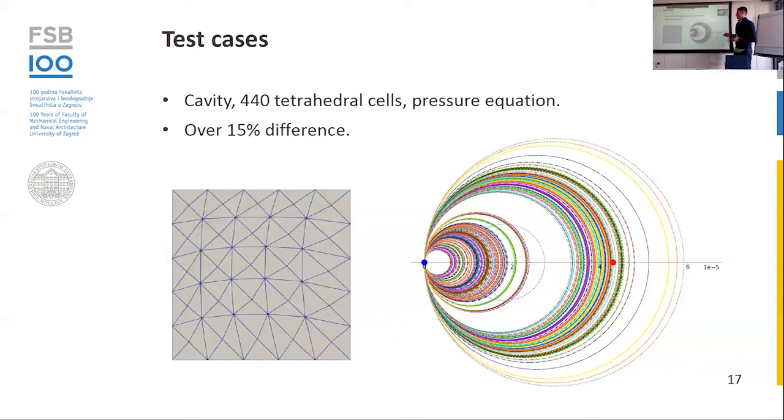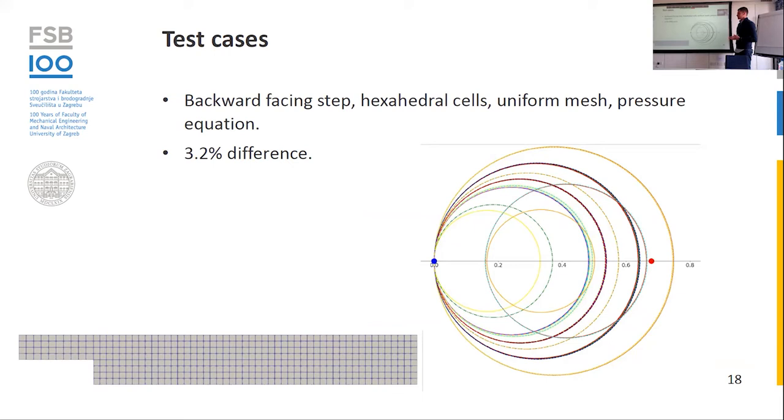And the same was done with the backward facing step, which is done first for hexahedral cells, for a uniform mesh and the pressure equation. On the left, there is the test case with the mesh, and on the right are the circles. Here we can see a different order of the circles than before in the cavity test case, but we can see the result is better than for the other types of meshing before.